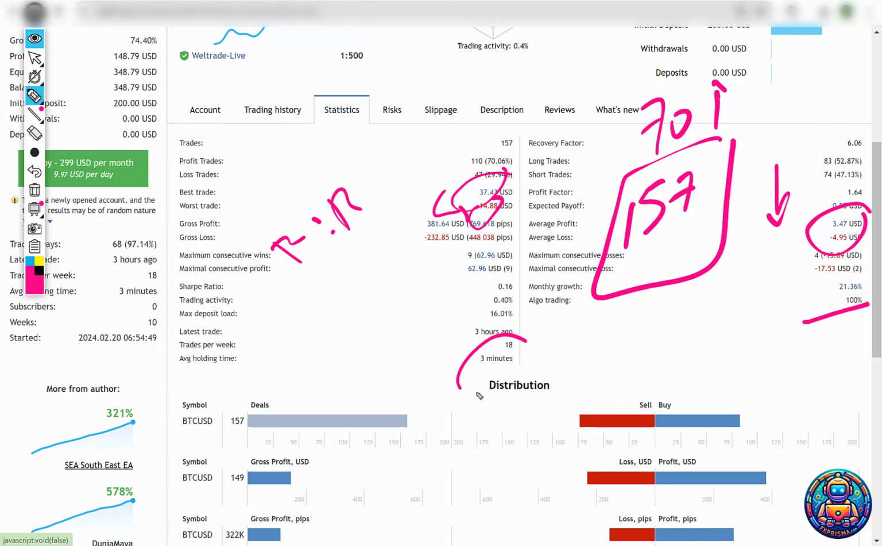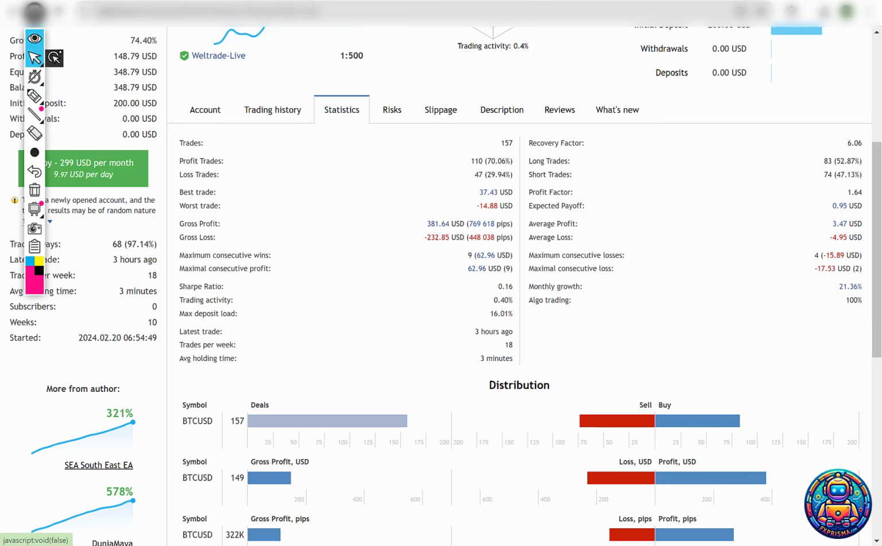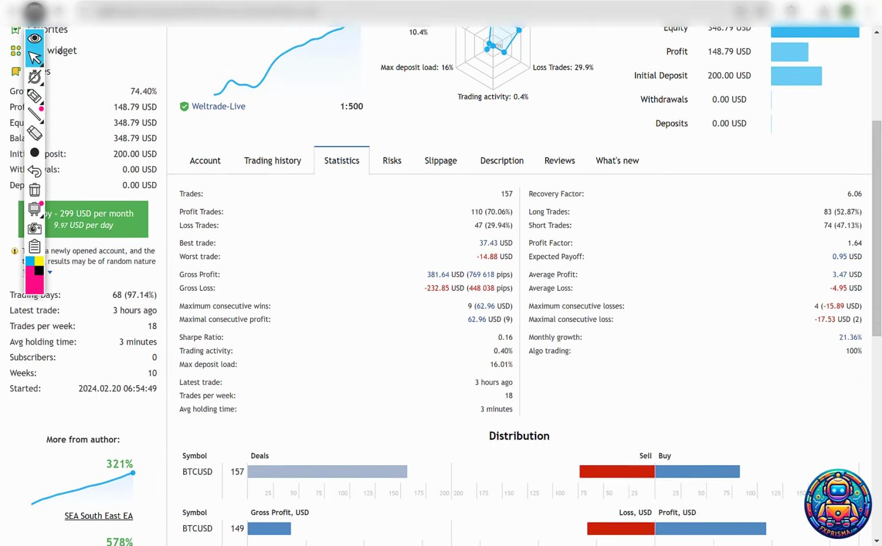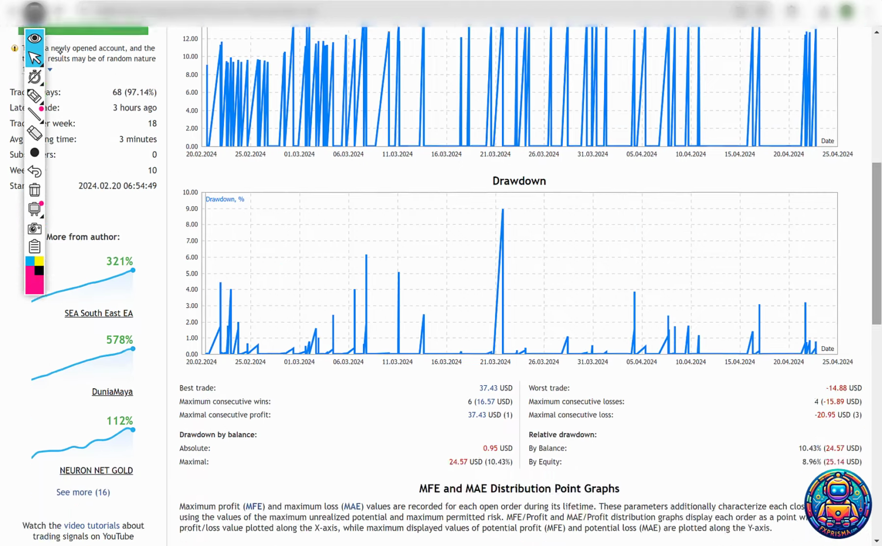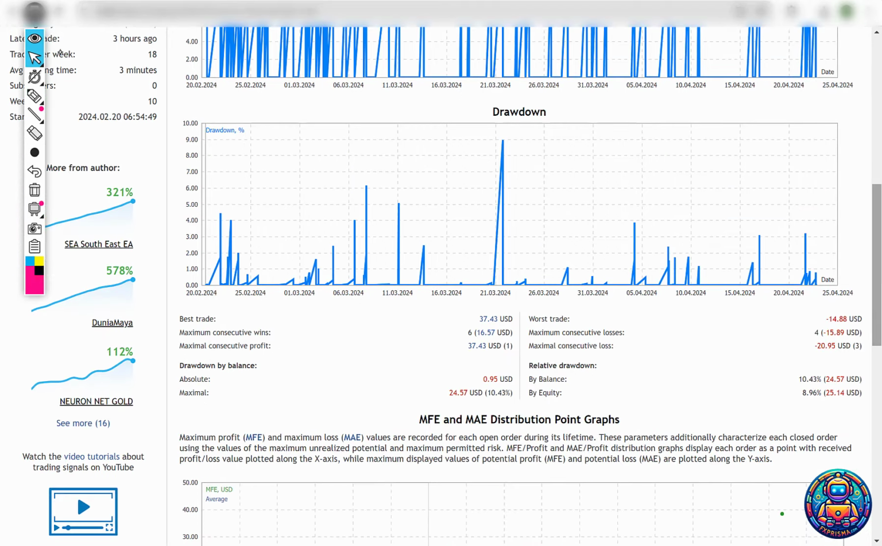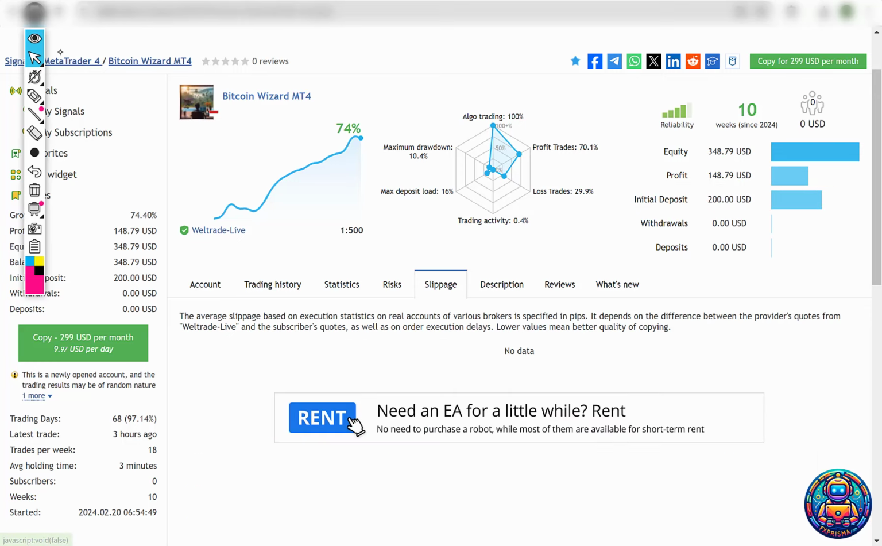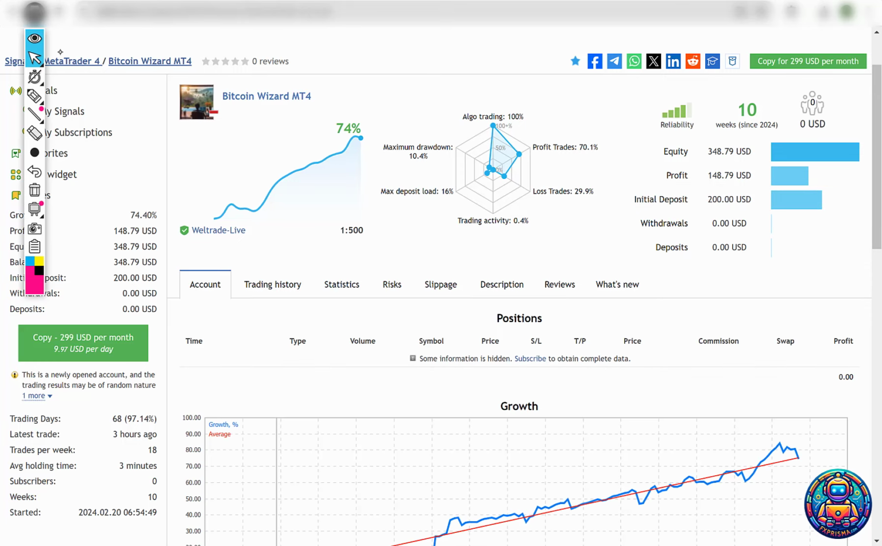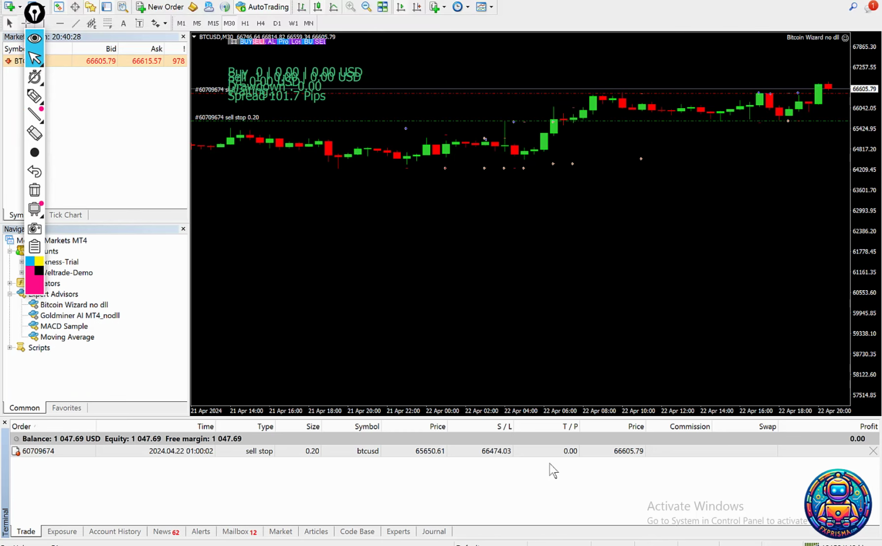The average holding time is only 3 minutes, and you can see he only traded on Bitcoin, and the risk is decreased by balance only, and by equity we have 8%. So I think that is what it is. So now let us go to the real test. I have already tested on demo for a couple of days.